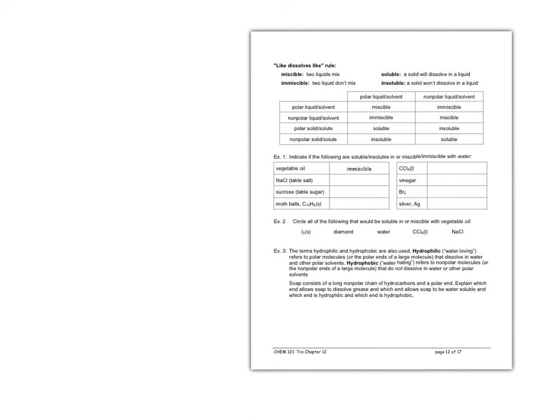But okay, so you have polar liquid solvent and nonpolar liquid solvent, and you can see here from this chart what does or does not mix. Immiscible means it's not miscible; the two liquids will not mix. You saw the oil and water in the last slide. Again, immiscible means not mixing, and miscible means mixing. Soluble again means that the solid will dissolve in the liquid. Insoluble, the solid won't dissolve in the liquid. Just remember that, immiscible and soluble.